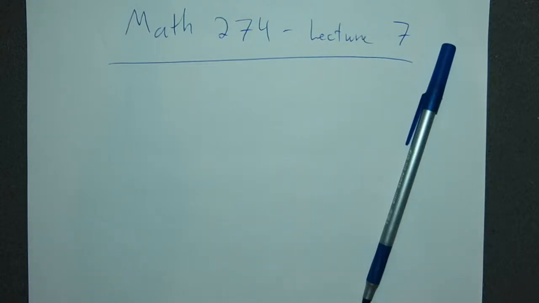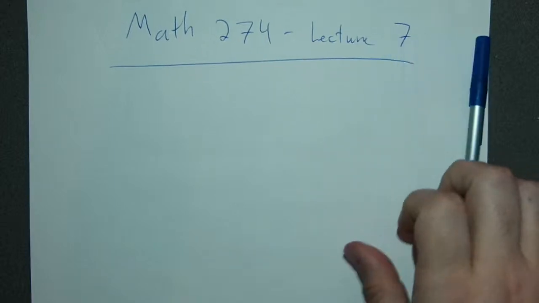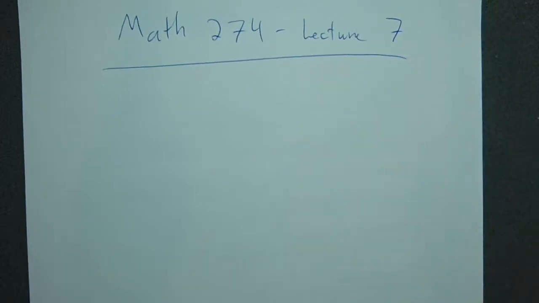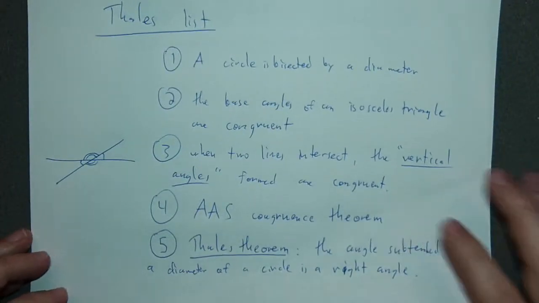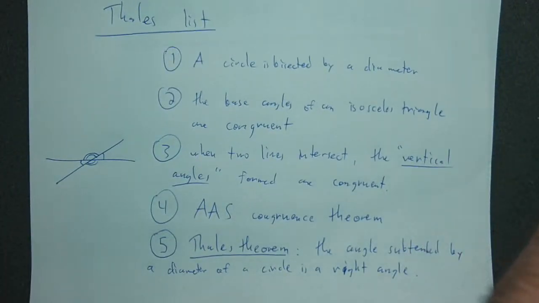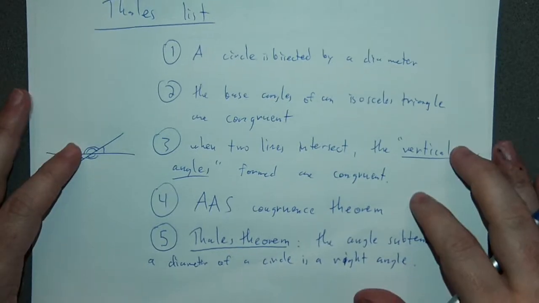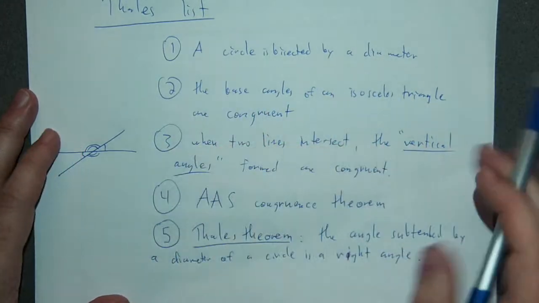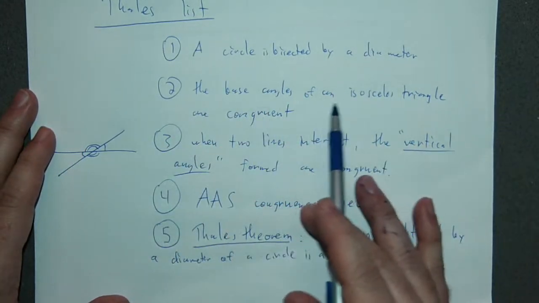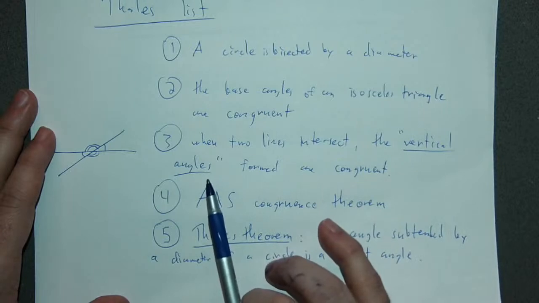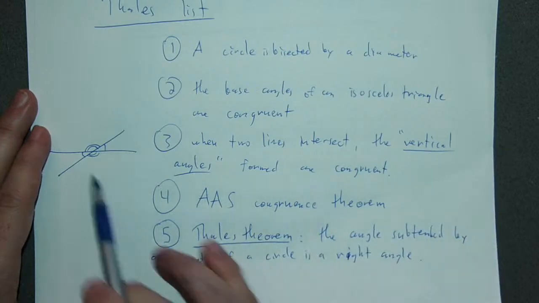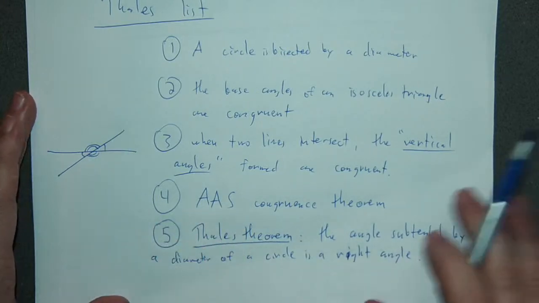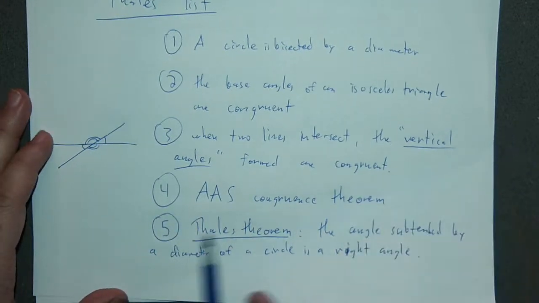Anyway, from last time, I had brought up this list of facts attributed to Thales. So just quickly: a circle is bisected by a diameter. The base angles of an isosceles triangle are congruent. Three is when two lines intersect, the vertical angles formed are congruent. So these are the angles that we call vertical angles. Four is the angle-angle-side congruence theorem.